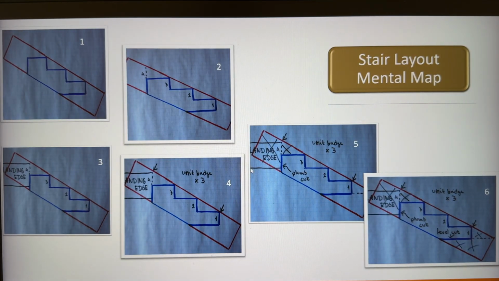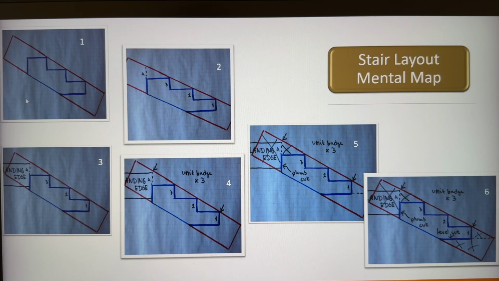Okay, so here's the mental map of what's involved here. Obviously, the red one is the outline of the lumber, the blue is the stair stringer, and I drew this on graph paper because I wanted to emphasize the fact that we're talking about right angle triangles here.